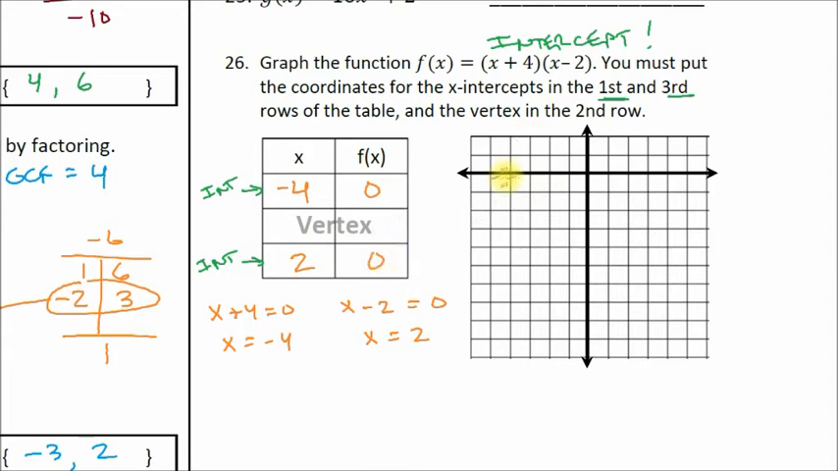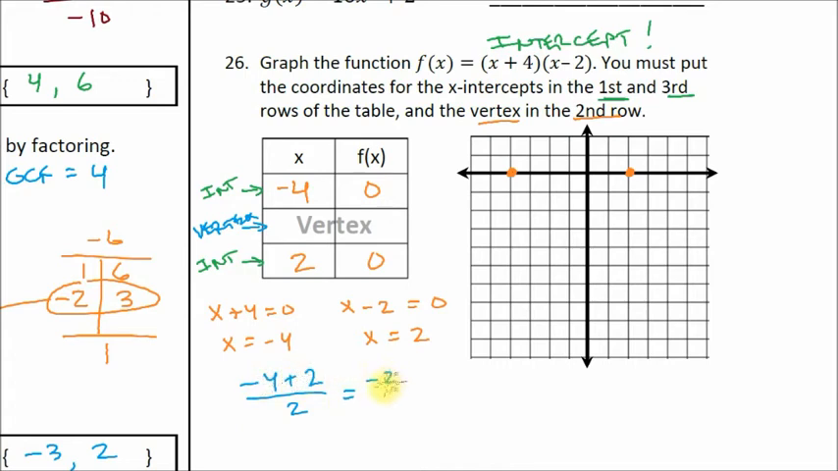Let's graph these, by the way. Here is negative 4, 0. And here is 2, 0. Now the only other thing we need is the vertex, which is going to go in the second row. How do we find our vertex? We got to find the middle point between the two x-intercepts. And the way we do that mathematically is we take the two x-intercepts, we add them together, and we divide by 2.